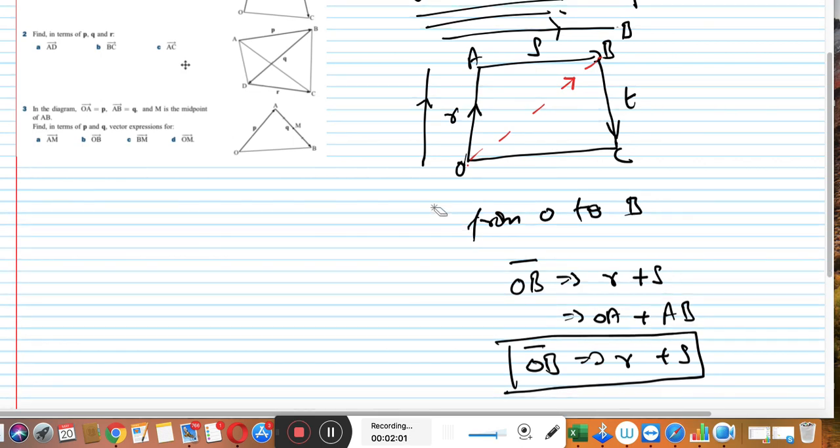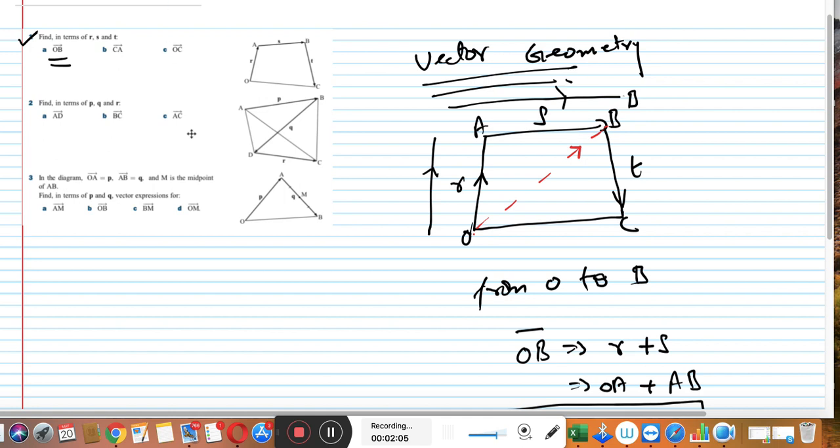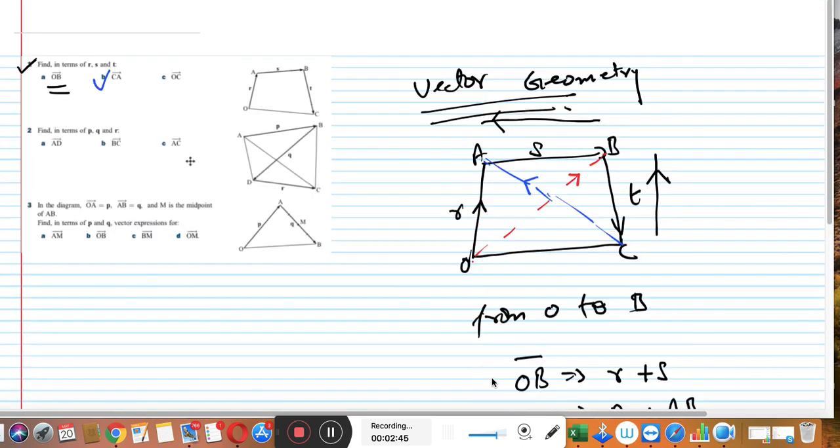Now comes the second part, which says find the value of CA in terms of R and T. CA means from C you are going towards A. This way you are going. So no problem, I'm eliminating the previous parts. Now from C we will go to B, and from B we will go to A. This we did as question number 1A.